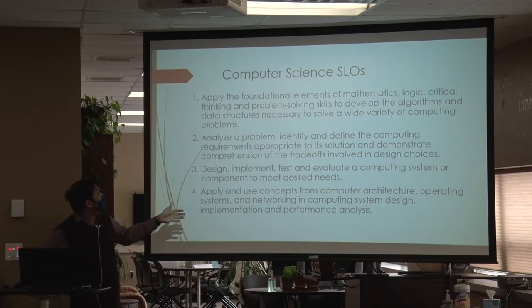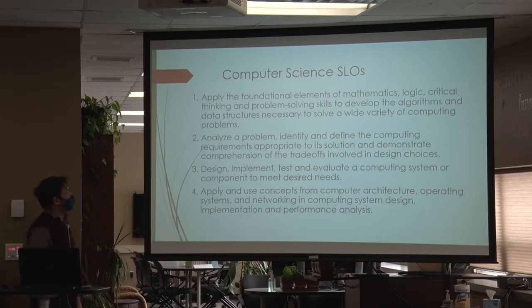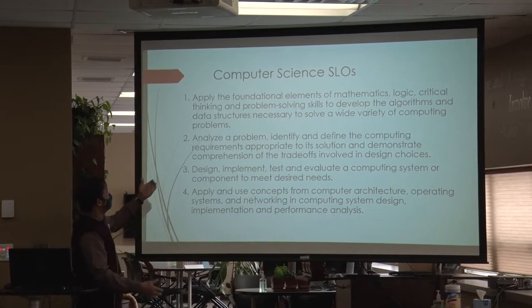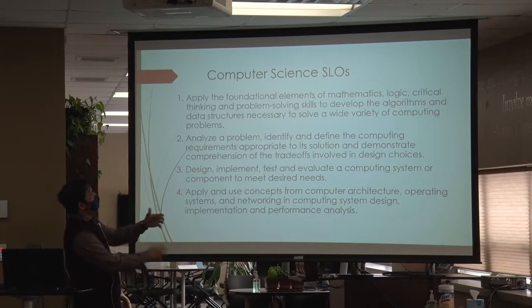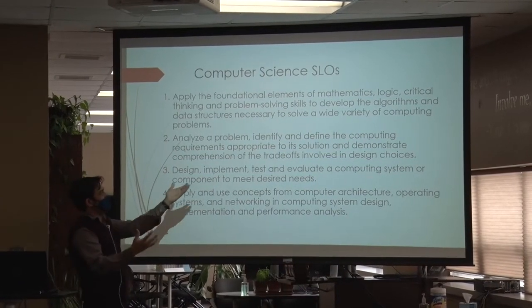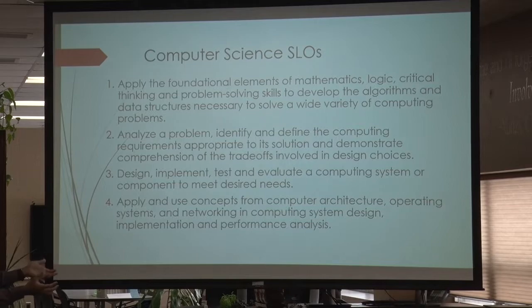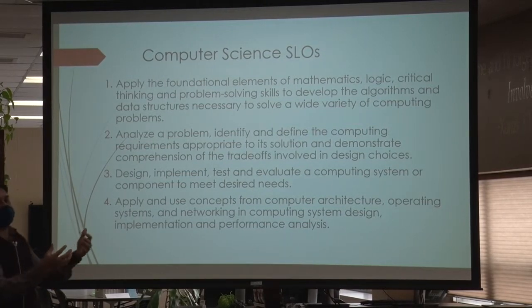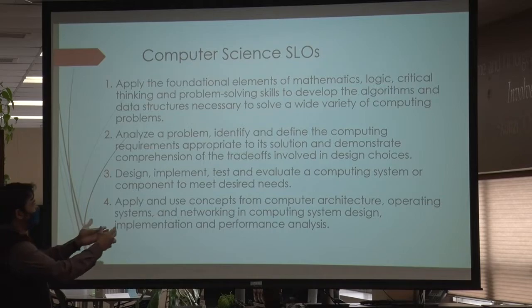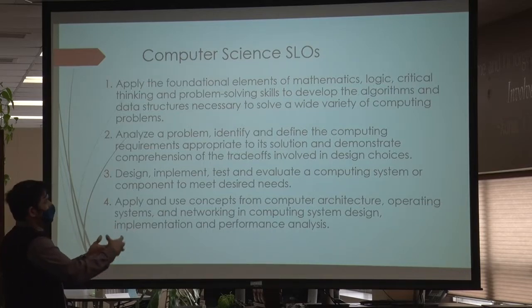There are 8 student learning outcomes in the computer science major, and they are like all of the departments. For example, the first one says that we want to apply foundational elements of mathematics and logic for problem solving and designing algorithms. The second one talks about analyzing a problem and defining the computing requirements. I mean, do I need a high-performance supercomputer or do I need a normal laptop to do a particular job? Then we have how do we design a program? And then how do we use the computer architecture and operating systems to get something worked out?